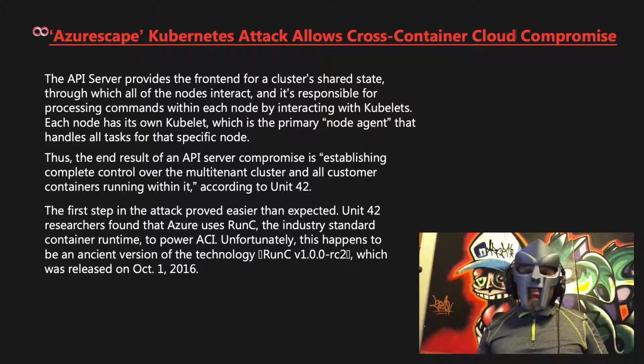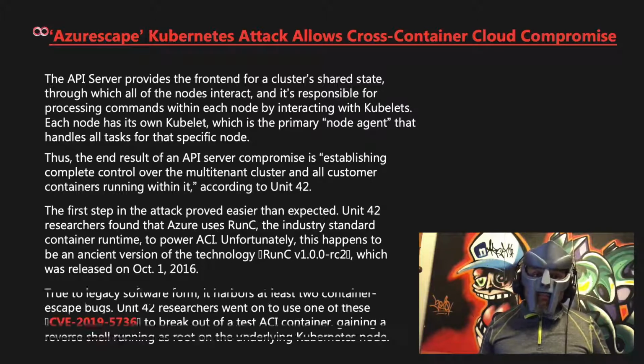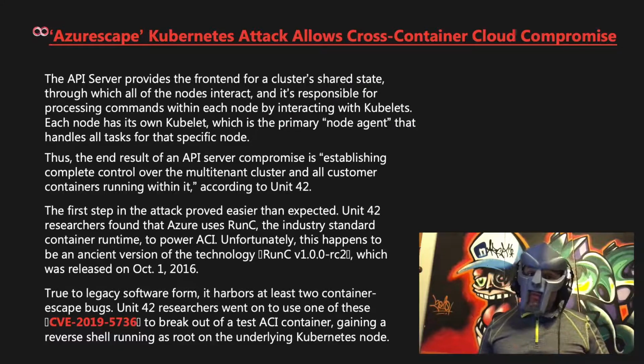The first step in the attack proved easier than expected. Unit 42 researchers found that Azure uses runC, which is the industry standard for container runtime, to power ACI. Unfortunately, this happens to be an ancient version of the technology, runC 1.0.0-RC2, which was released way back in 2016. True to legacy software form, it harbors at least two container escape bugs.